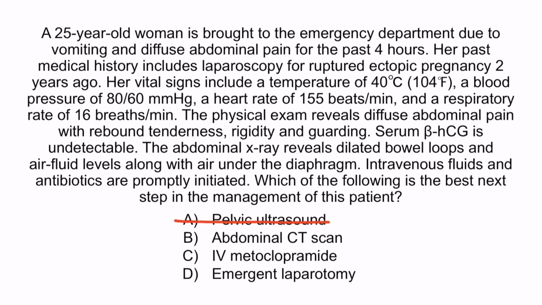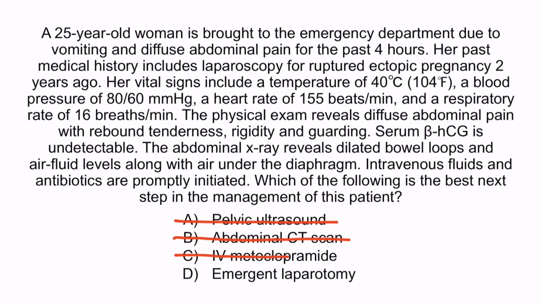Option A is incorrect because although this patient is at risk of ectopic pregnancy based on her past history, serum beta-HCG is undetectable, making this diagnosis unlikely. Plus, the patient is hemodynamically unstable and requires emergency intervention without wasting time. Option B is incorrect because abdominal CT scan will not change the management of this patient. She will require laparotomy, so performing CT scan in this particular case would waste time.